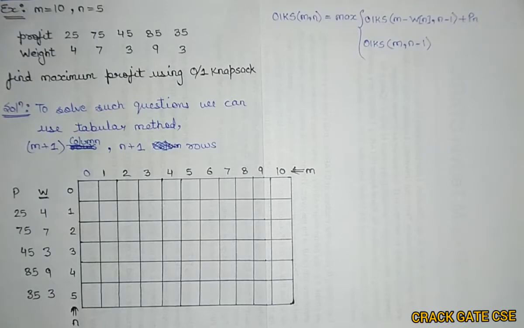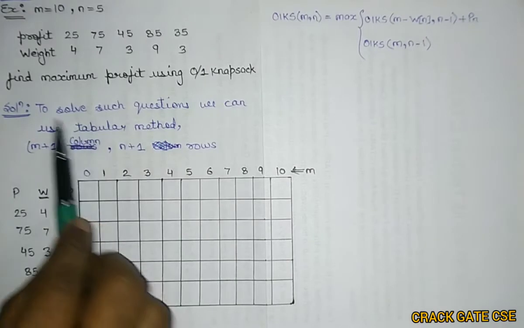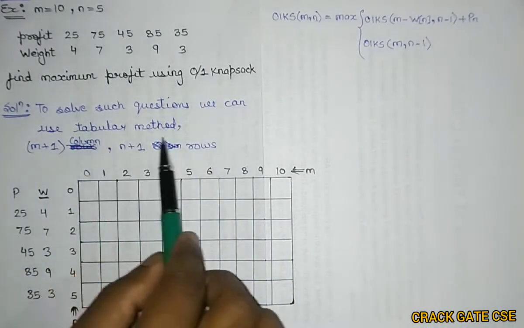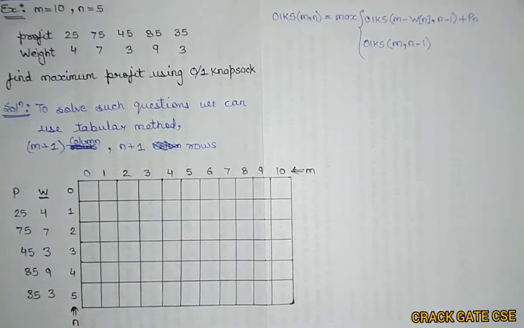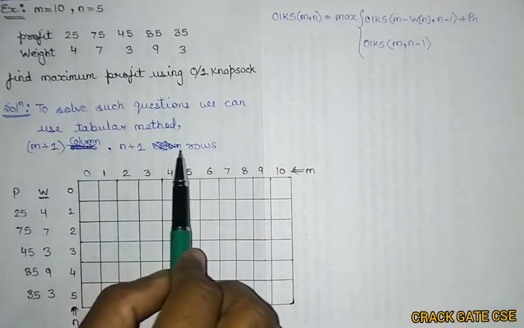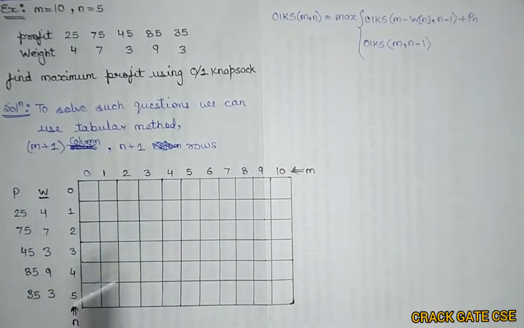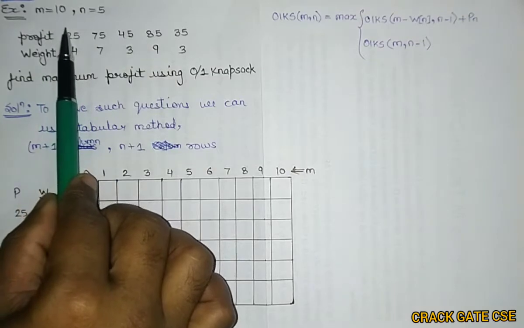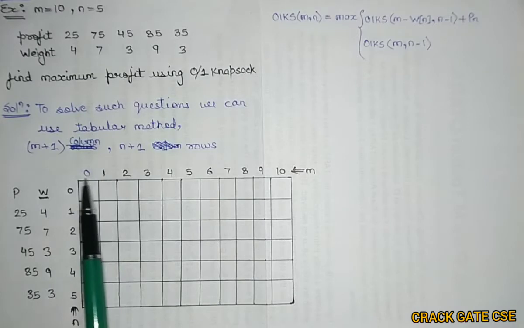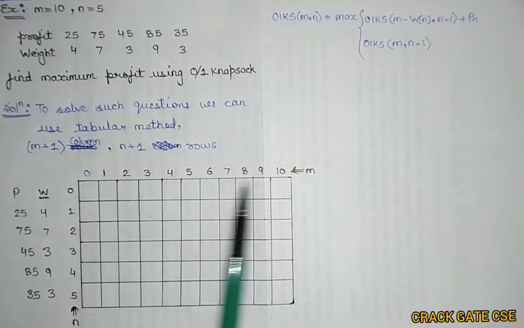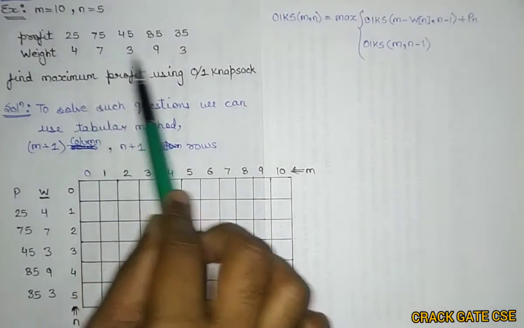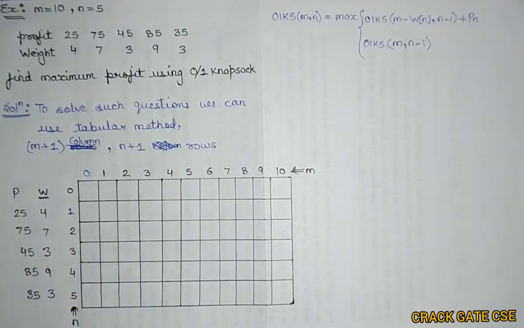So how can I do that? I am using the tabular method. To solve such questions we can use the tabular method. In the tabular method we create a table where m plus 1 will be the number of columns and n plus 1 will be the number of rows. Here m is 10, so I am taking columns as m plus 1, that is 10 plus 1, because this is 0. So 11 columns, and you can see I am taking 6 rows, because of 5 objects I am taking 6 rows.